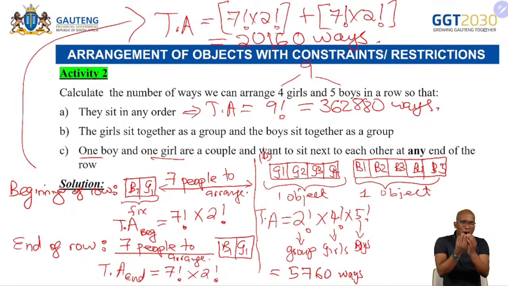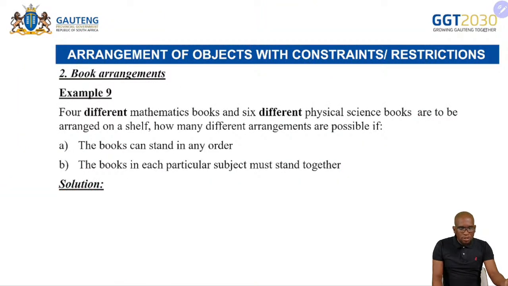Then we unify them to get the total number of ways. So that is how we're supposed to work with this activity number 2. Right, we move on. We get to book arrangements. Now we are arranging books.